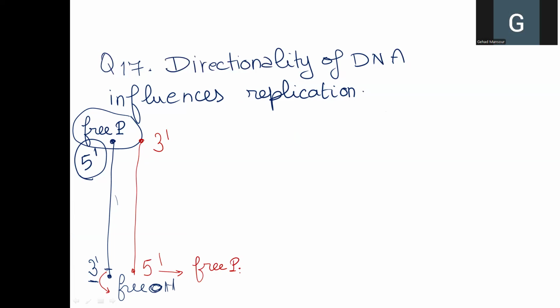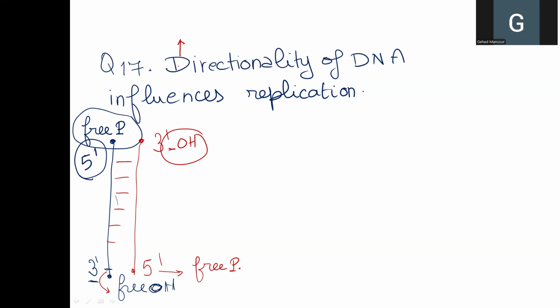for the red strand. And on the other hand, if we have here on this side, at the uppermost part of the strand, a free phosphate group and a 5 prime end, then here we will have a free hydroxyl group and a 3 prime end, and they are connected, of course, by hydrogen bonds. So this is what we mean by the directionality of DNA.